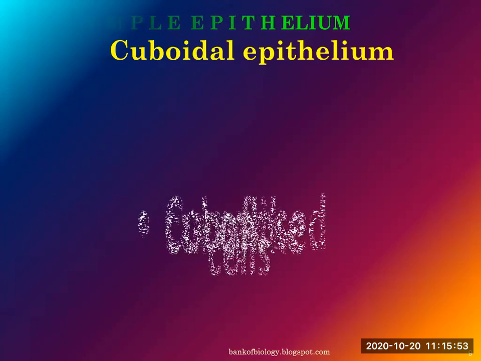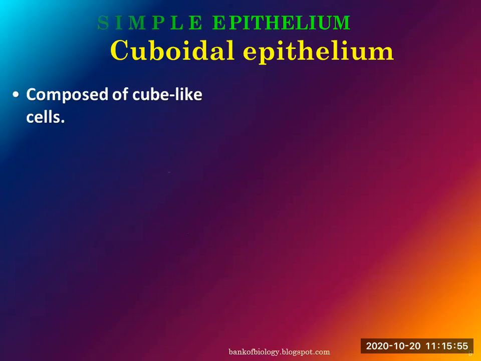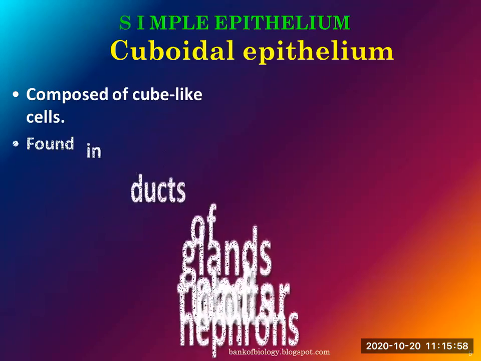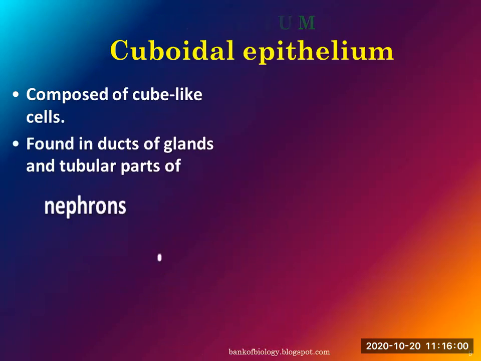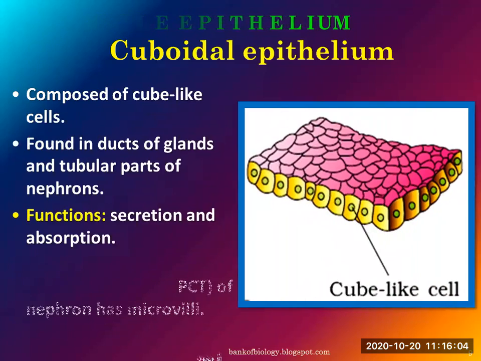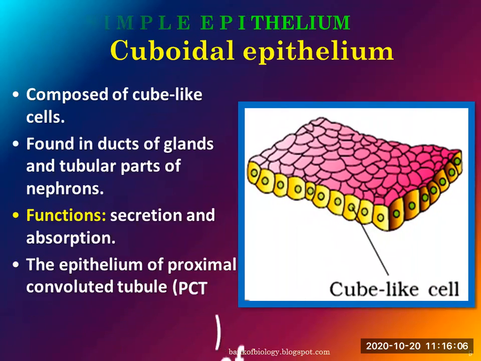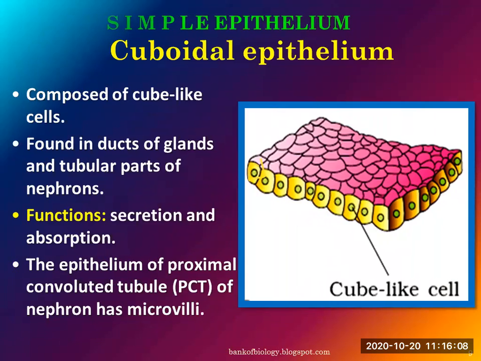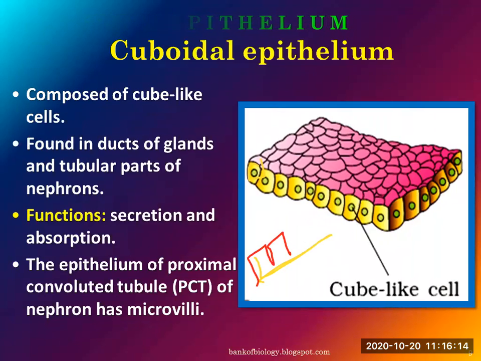Cuboidal epithelium, simple cuboidal epithelium, is composed of cube-like cells. You see in the diagram, these are the cube-like cells. When we draw, we'll draw like this. Let me take the color. Then above on the basement membrane, cube-like cells are present, with the nucleus.